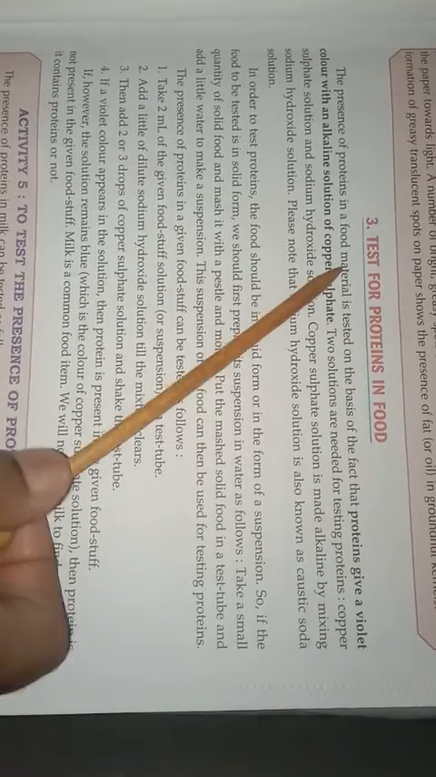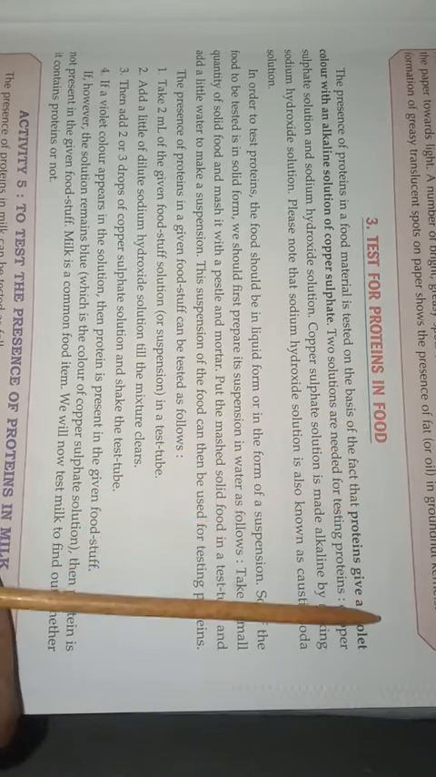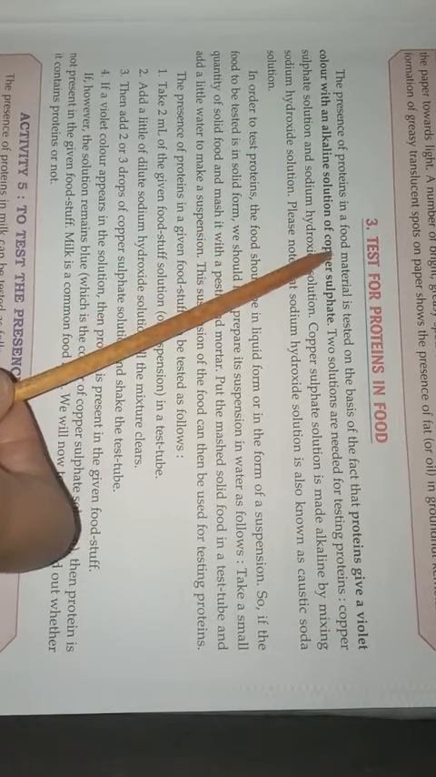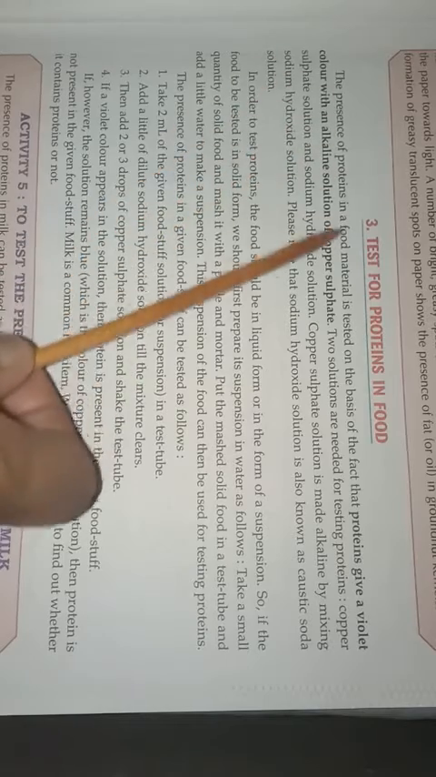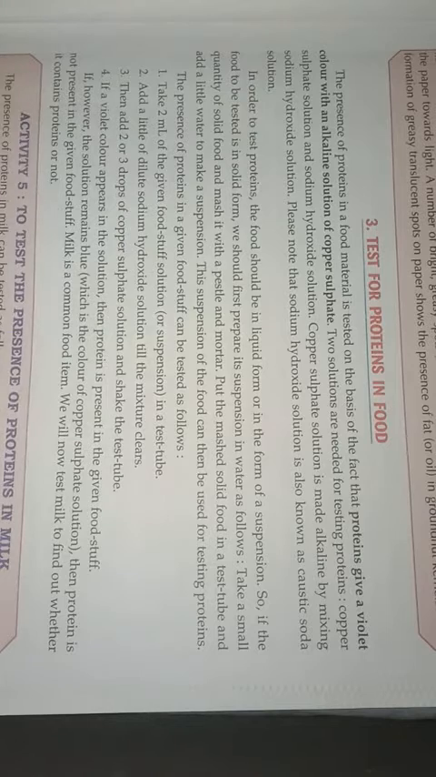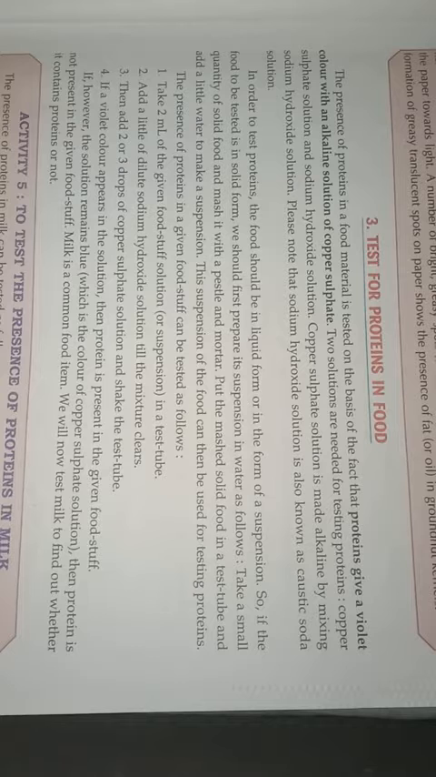The presence of protein in a food material is tested on the basis of the fact that protein gives a violet color with an alkaline solution of copper sulfate. Before I explain this sentence, I want to explain what is meant by alkaline. Alkaline is a basic solid solution that dissolves in water. There are three categories: acid, base and neutral.